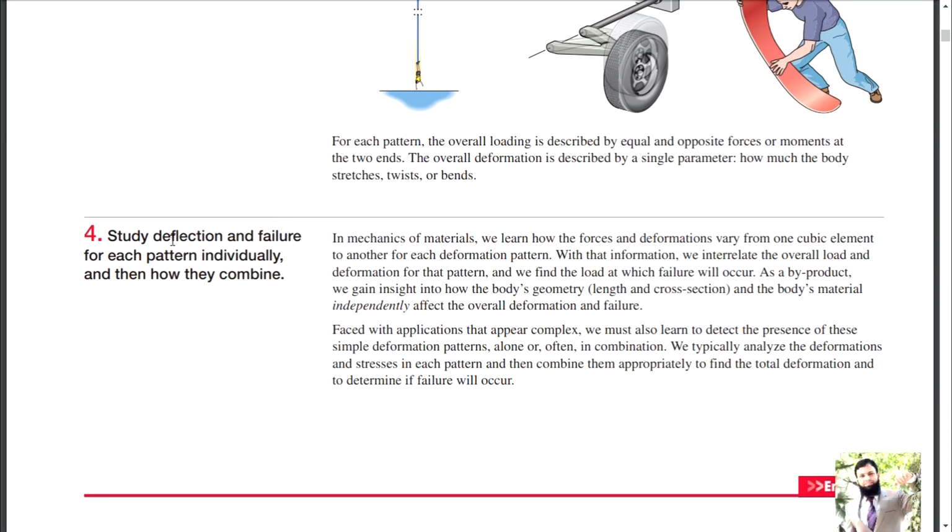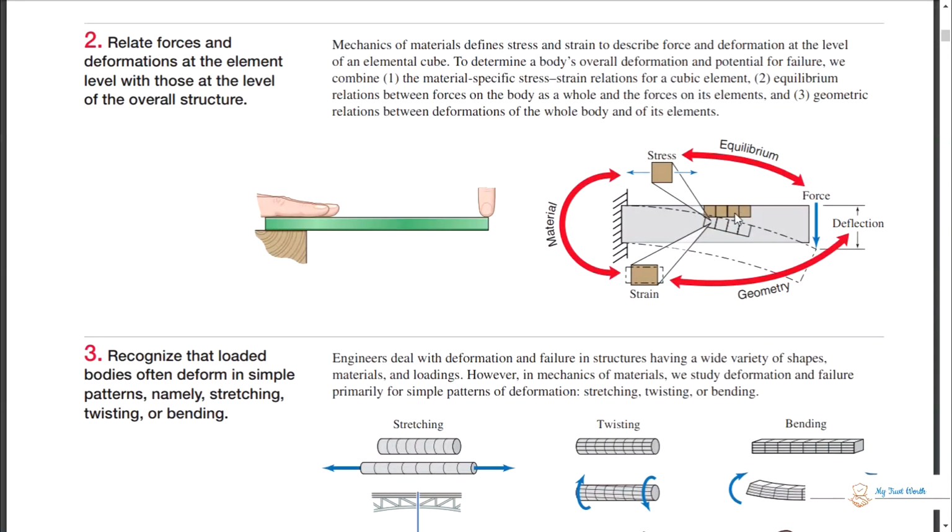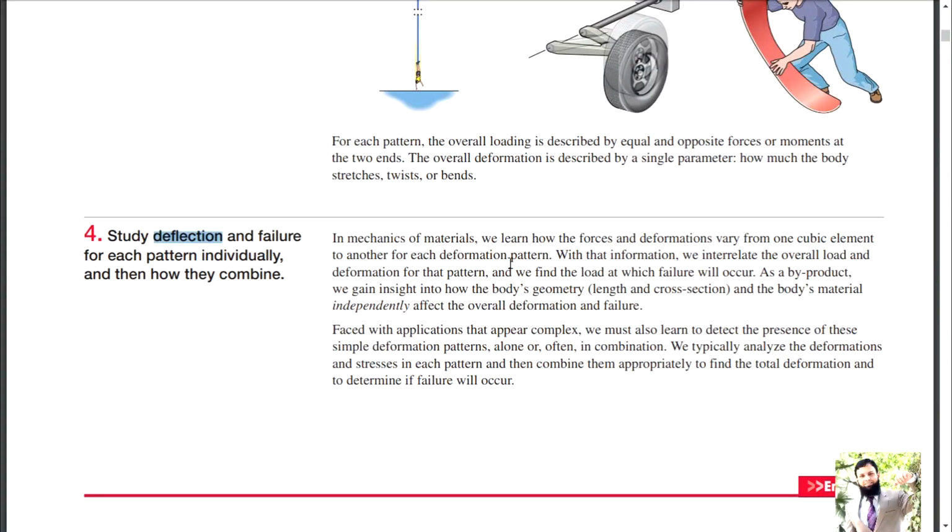Number fourth part. Study deflection and failure for each pattern individually and then how they combine. This is important: you should study deflection and failure individually and then combine them together. In mechanics of materials, we learn how forces and deformation vary from one cubic element to another for each deformation pattern. So we see how these cubes will deform from one element to another. With that information, we interrelate the overall load and deformation for that pattern, and we find the load at which failure will occur. As a byproduct, we gain insight into how the body's geometry, length and cross section, and the body's material independently affect the overall deformation and failure.